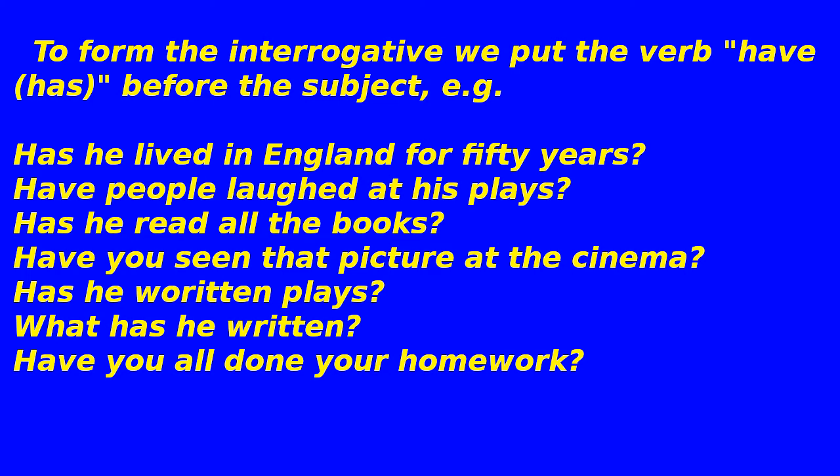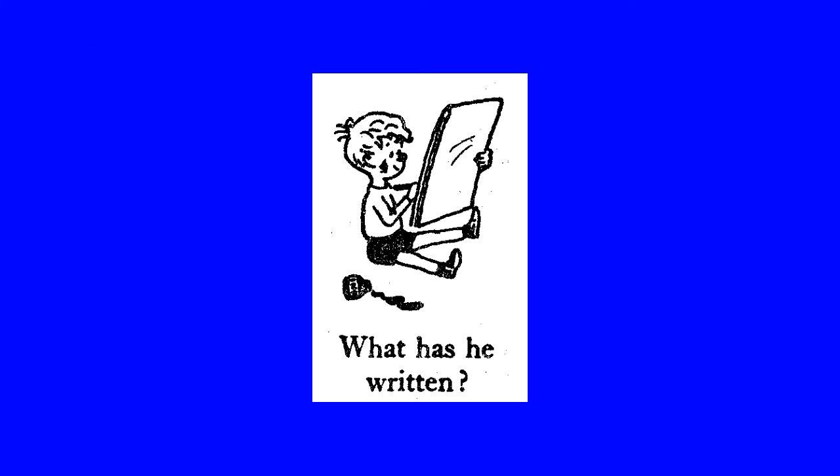To form the interrogative we put the verb have, has before the subject, e.g. has he lived in England for 50 years? Have people laughed at his plays? Has he read all the books? Have you seen that picture at the cinema? Has he written plays? What has he written? Have you all done your homework? What has he written?